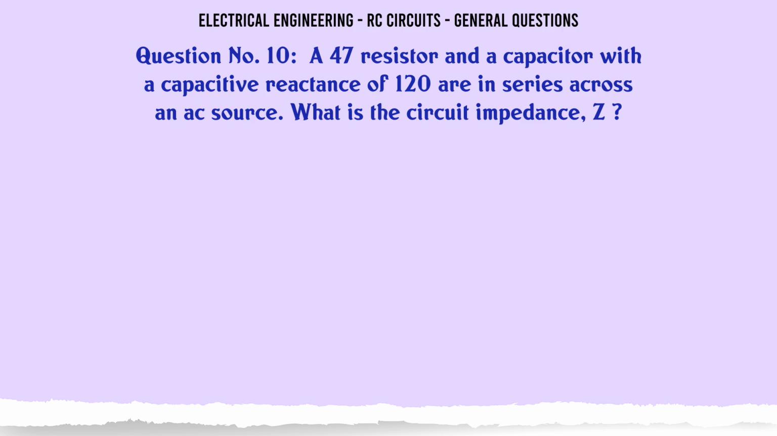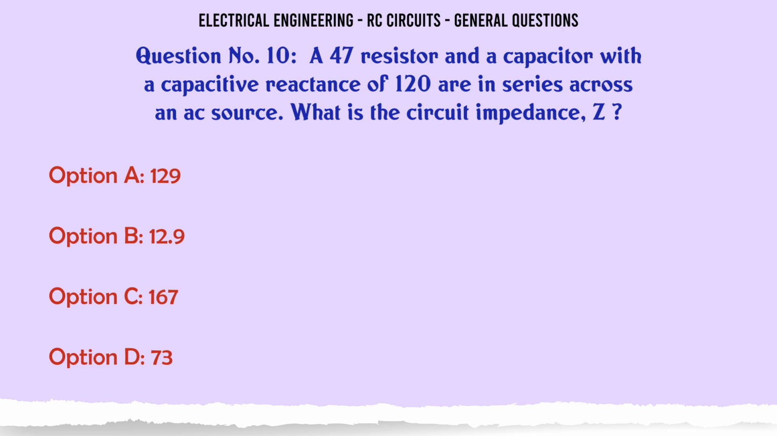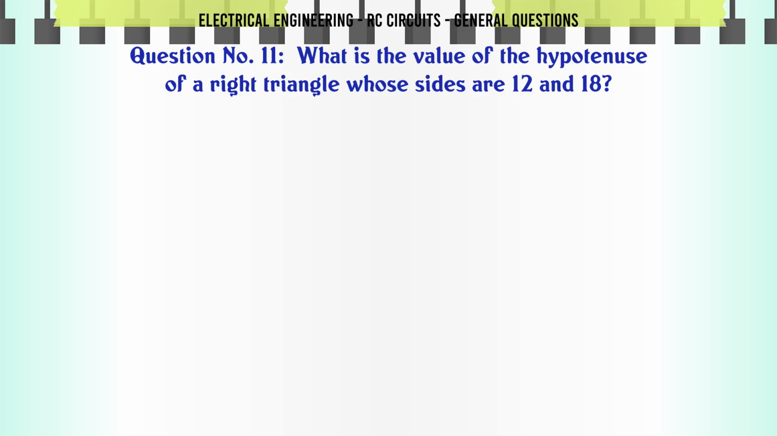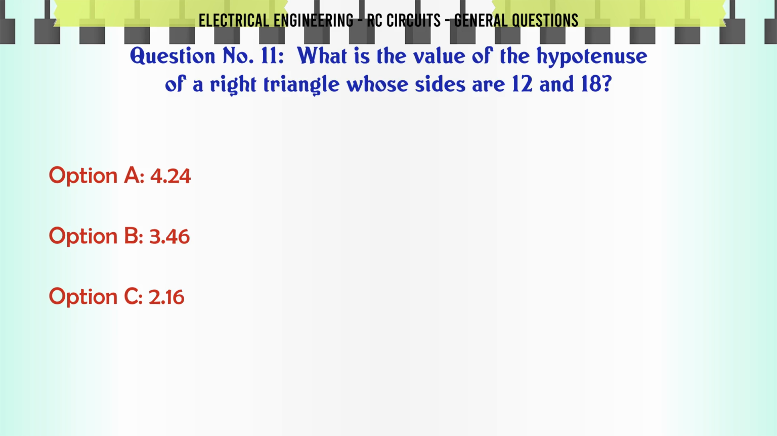A 47 Ω resistor and a capacitor with a capacitive reactance of 120 Ω are in series across an AC source. What is the circuit impedance Z? A) 129 Ω, B) 12.9 Ω, C) 167 Ω, D) 73 Ω. The correct answer is 129 Ω.